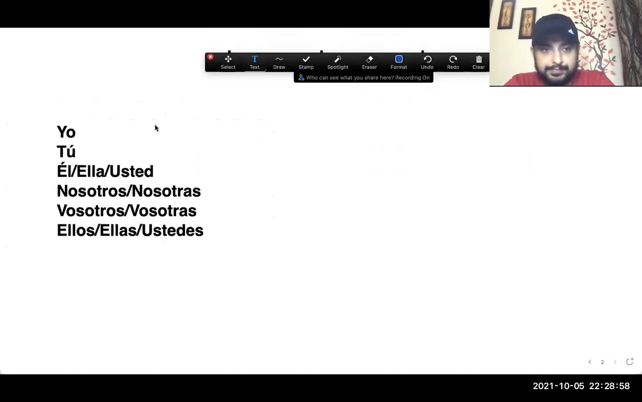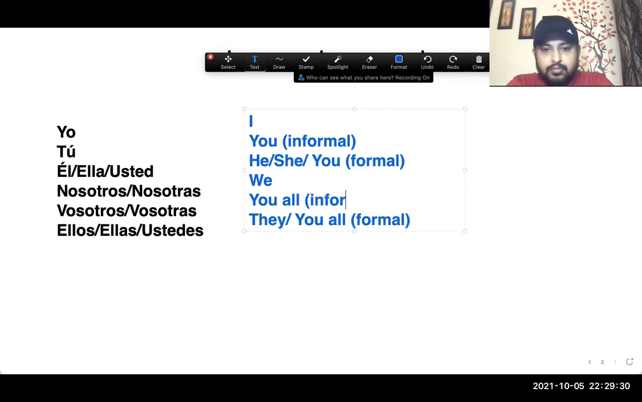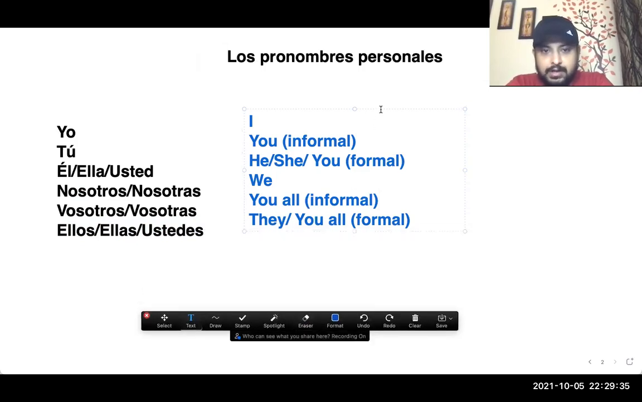So yo means I, tú means you informal. In Spanish, we have two types of you, formal and informal. Él, ella means he, she. Usted is called you formal. Nosotros means we, vosotros means you all, ellos, ellas means they, and ustedes means you all formal. Vosotros is informal. Los pronombres personales.